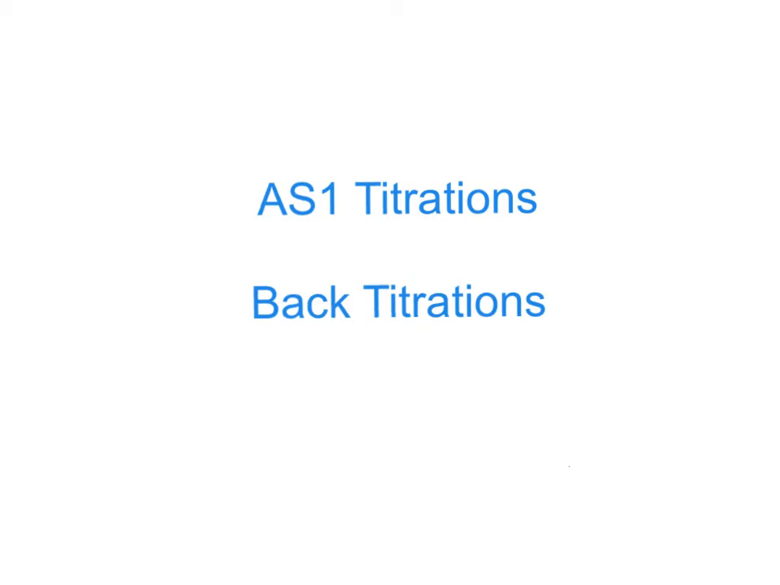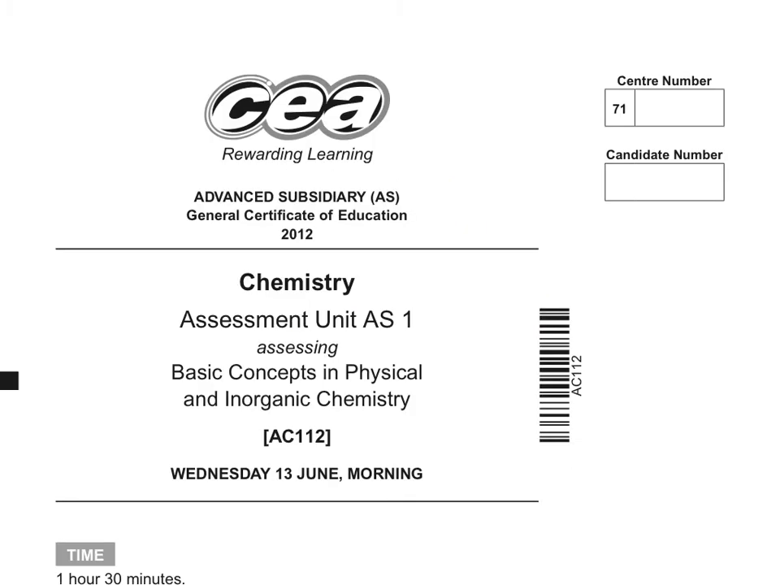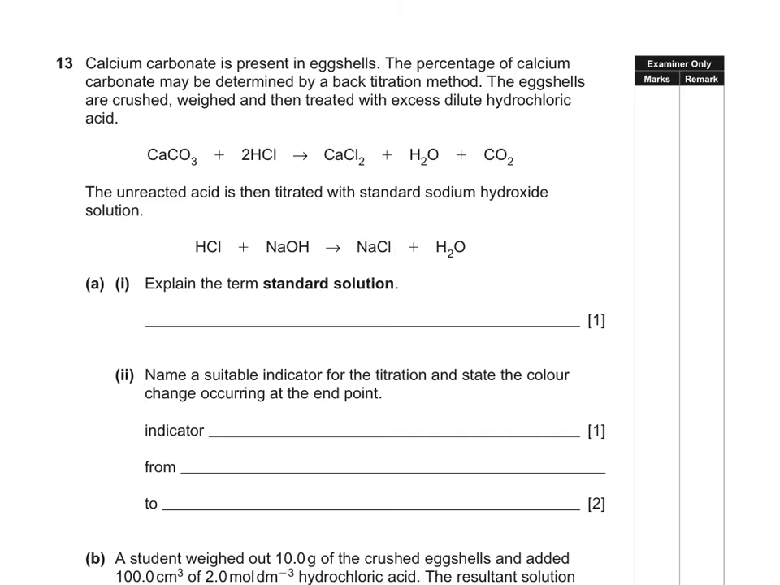So yesterday we were looking at the idea of back titrations, and let's now do some examples. So the first example we're going to look at is from June 2012. So AS1 June 2012, and it's going to be question 13. So these back titration questions are often about the amount of calcium carbonate present in eggshells. And we can work out the percentage of calcium carbonate using a back titration.